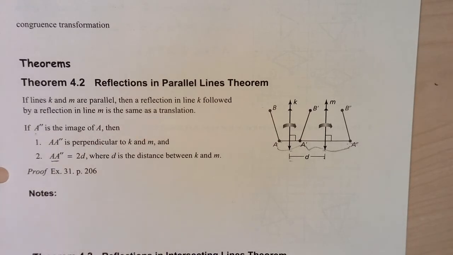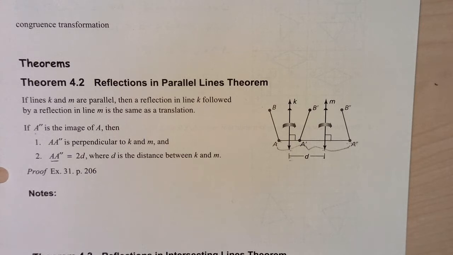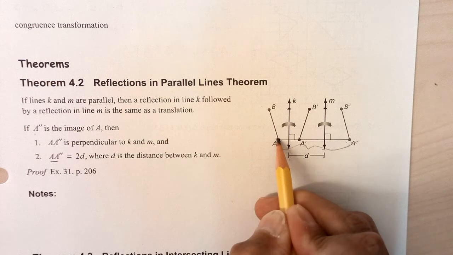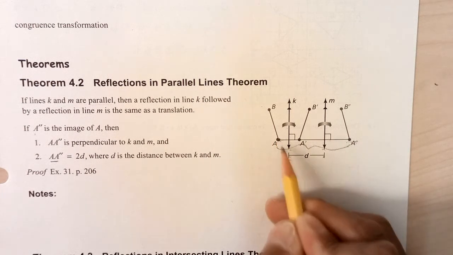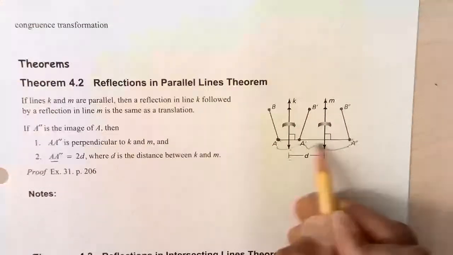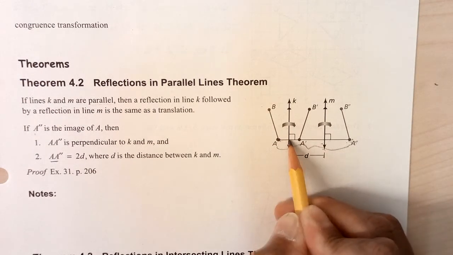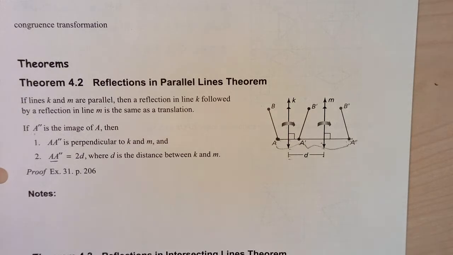So the main concept of theorem 4.2, there's actually two main concepts. Reflecting over two parallel lines, the lines have to be parallel, as you'll see in the next theorem. But that's the same as a translation, and then the distance between the original, or the pre-image, and the second reflection is twice the distance between the two parallel lines.